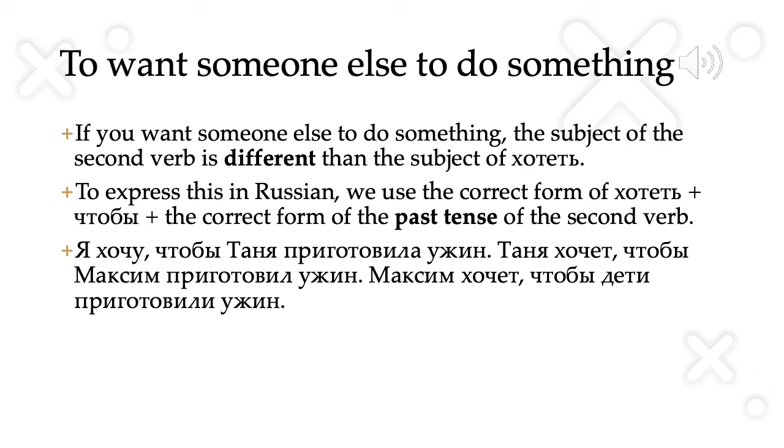So note in all three examples, we have the subject of the first clause and then the correct form of хотеть, followed by a comma to set off the clause, чтобы, and then the subject of the second clause, which is in the nominative, and then the past tense of the verb in the second clause, and that verb needs to match the subject of that clause. So when we have Tanya, it's the она form, it's feminine. When Maxim is the subject of приготовить, it's masculine. And when дети is the subject of приготовить, it's plural.